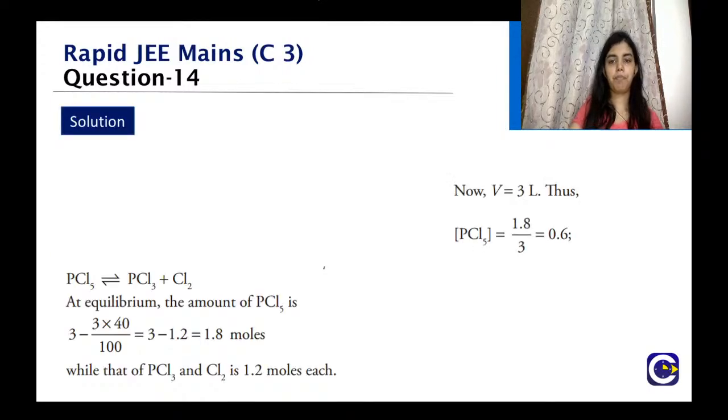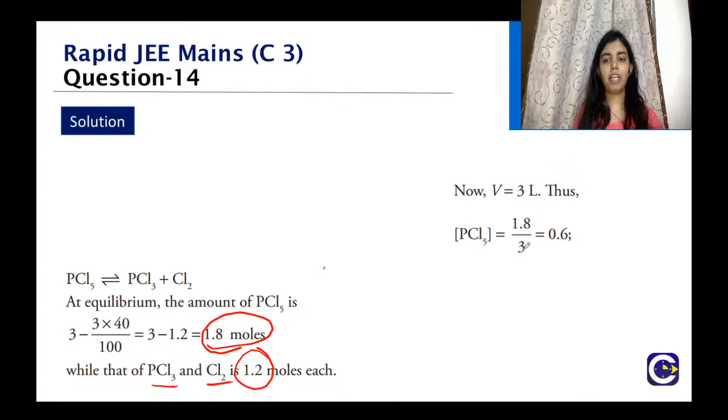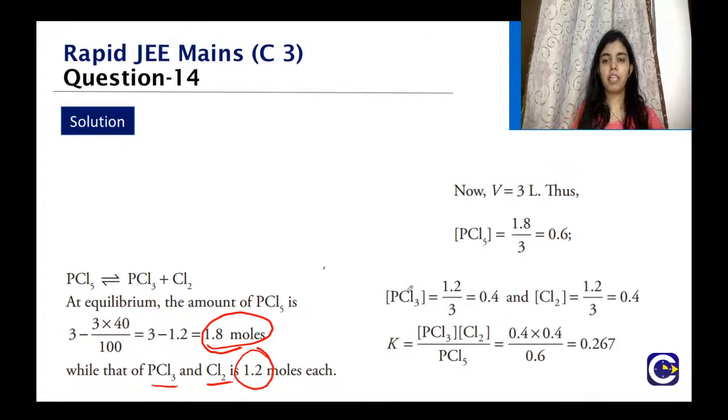Here if you see, first we calculated the number of moles of PCl5, PCl3 and chlorine at equilibrium. For PCl5 it was 1.8, for PCl3 and chlorine it was 1.2 moles each. Now the volume is 3 liters. So for PCl5 it will be 1.8 divided by 3, for PCl3 and chlorine it will be 1.2 divided by 3, and K equilibrium will come out to be 0.4 into 0.4 divided by 0.6, so the answer will be 0.267 basically.